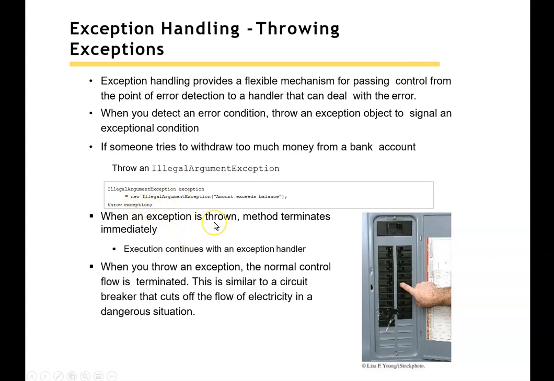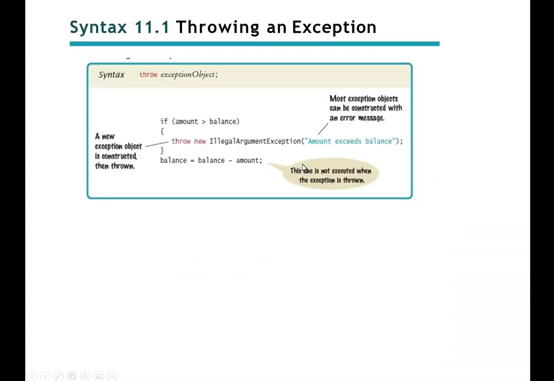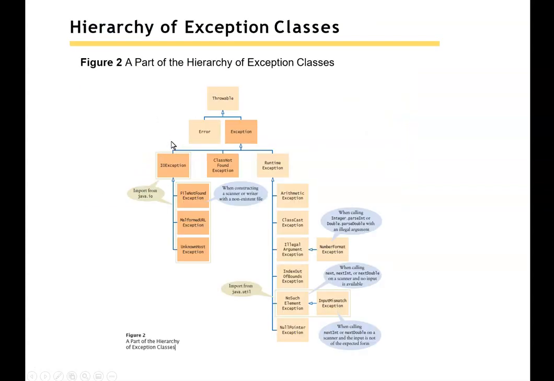When an exception is thrown, the method terminates immediately unless there's an exception handler. This is kind of like a circuit breaker. So here's the way to throw an exception. Most exceptions can be constructed with an error message. You say throw new IllegalArgumentException and a message. The line after it will never get executed because the exception changes the flow. There are dozens and dozens of different types of exceptions for different things. The most general type is Exception, which you probably should never use. You should actually use more specific ones.